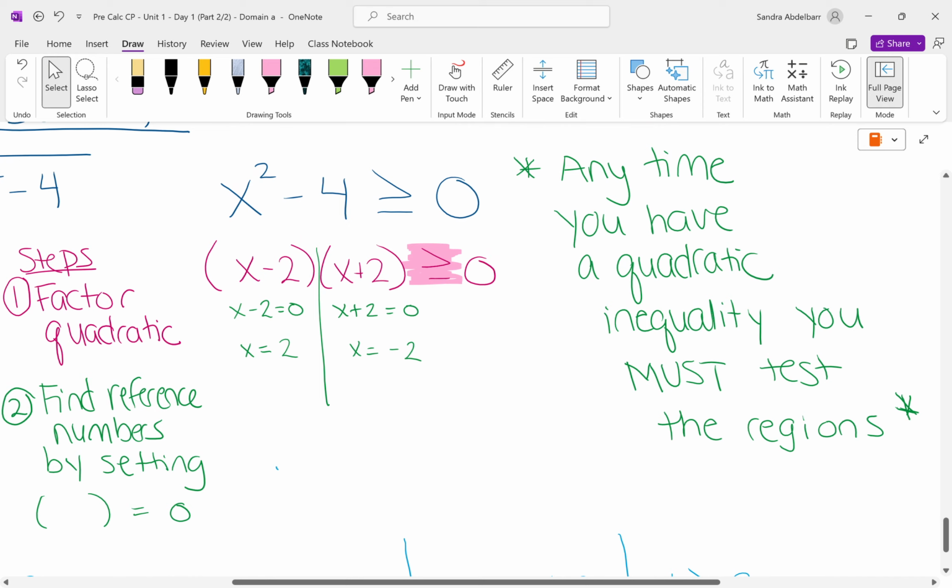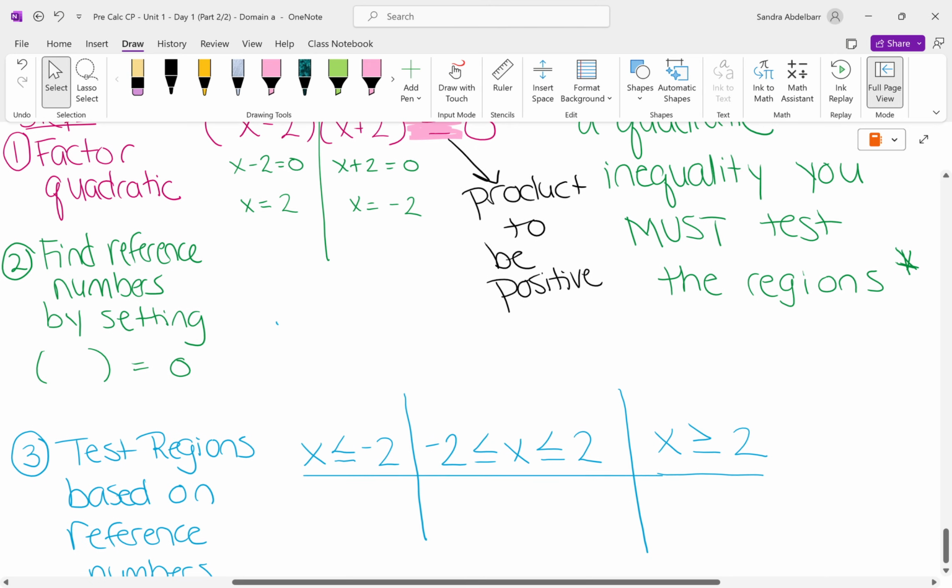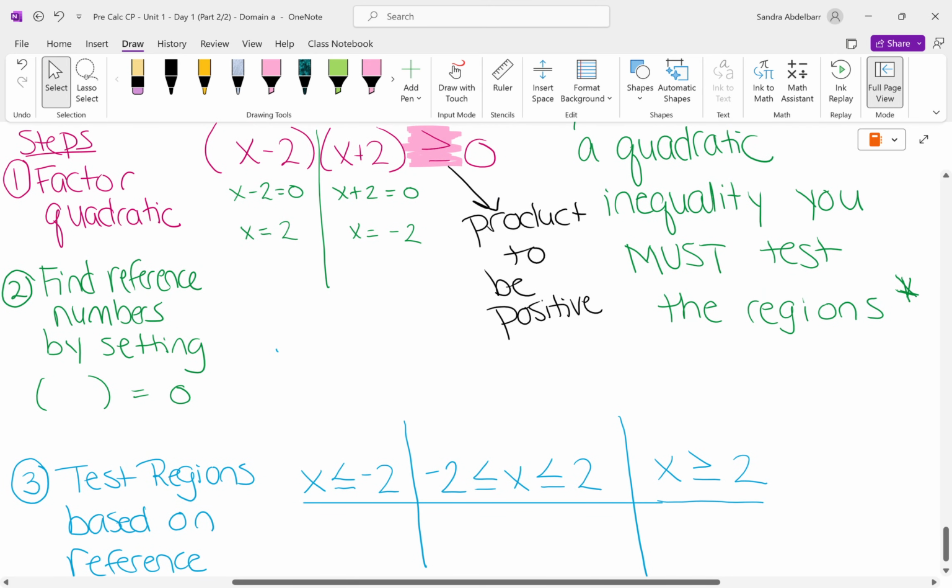Now, do you see in our original problem how we want the quadratic to be greater than or equal to 0? So what that means, because it's greater than or equal to 0, is we want the product to be positive. If it were less than or equal to, you'd want the product to be negative. So if it's greater than 0, you want the product to be positive. If it's less than 0, you want the product to be negative. All right, now let's do the testing.